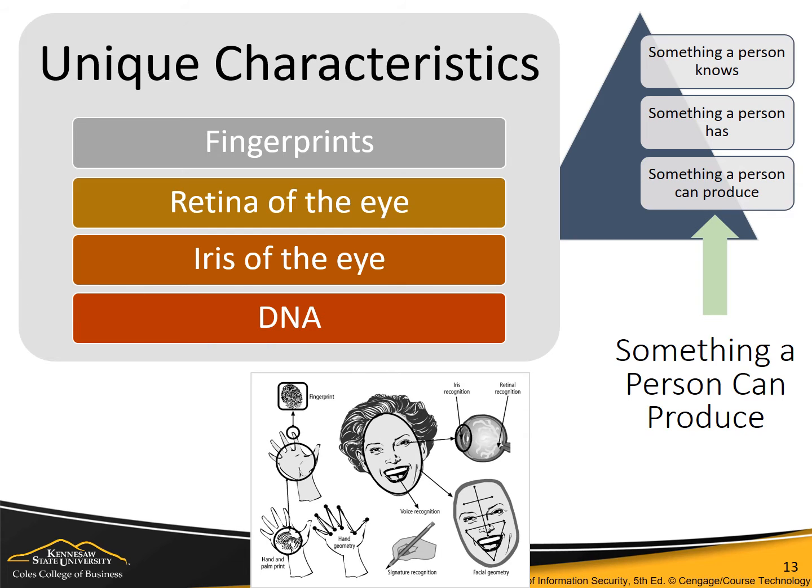DNA or genetic authentication will be included in this category if it ever becomes a cost-effective and socially accepted and timely technology. Biometric technologies are based on their ability to provide access to authorized users, to deny access to unauthorized users, and to rarely make a mistake.